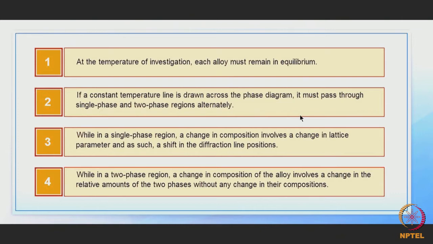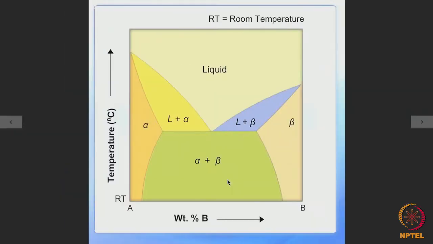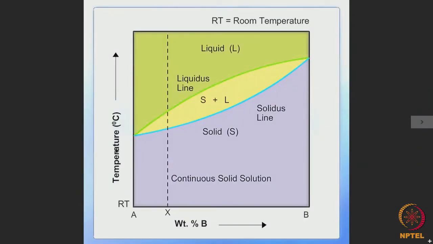So, while in a single phase region, a change in composition involves a change in lattice parameter. So, if there is a change in the lattice parameter, what will happen in the diffraction pattern of the material? It will be reflected as a shift in the diffraction line positions. So, if we go back to the previous diagram, say for example, this is a continuous solid solution. So, within this single phase region, if we go for different compositions, what will happen?